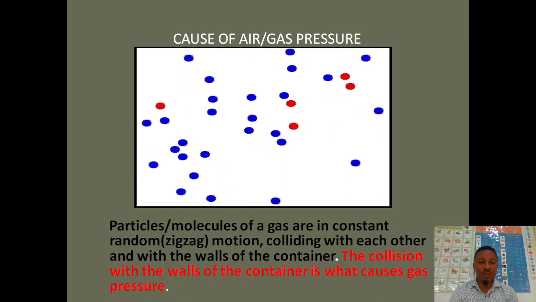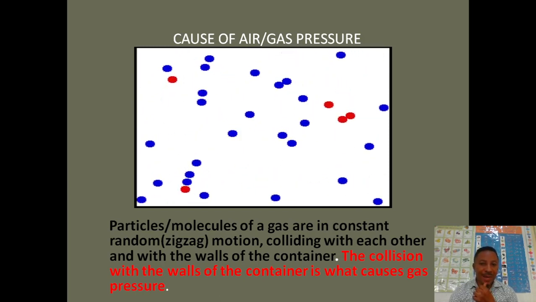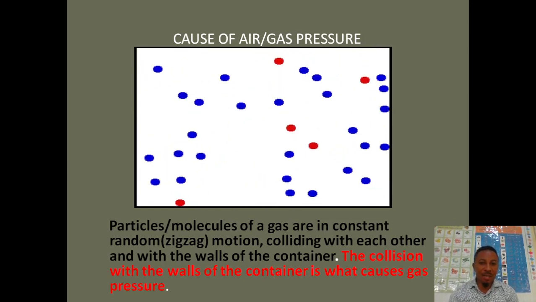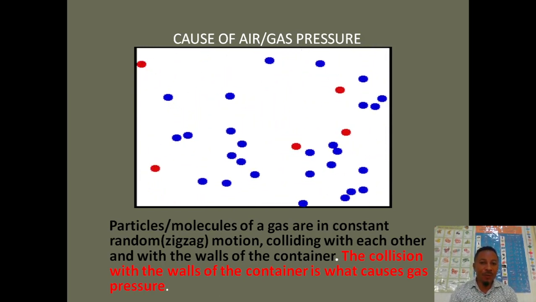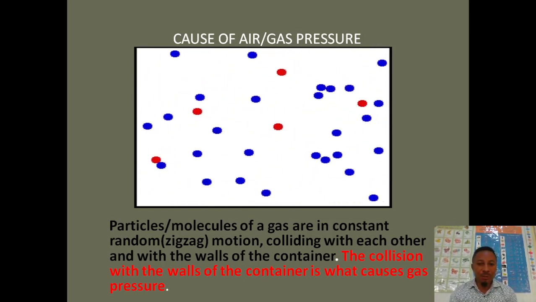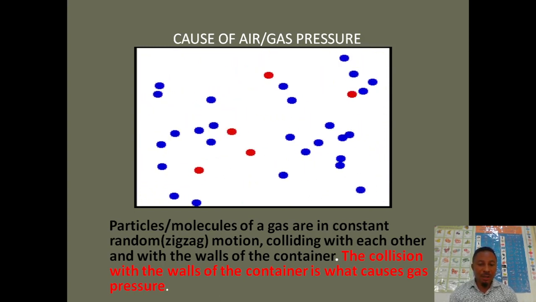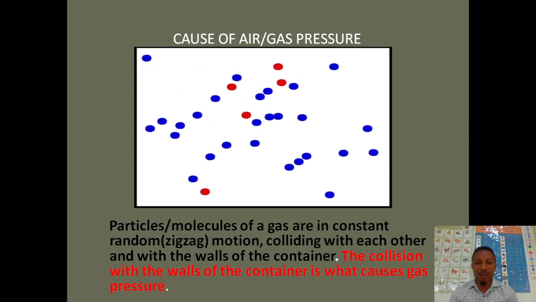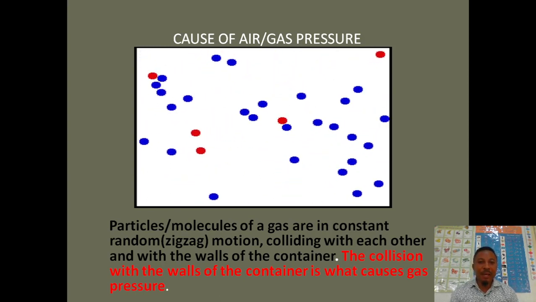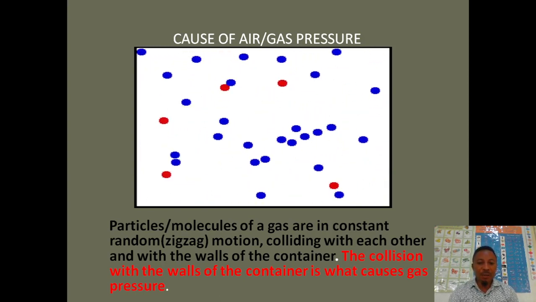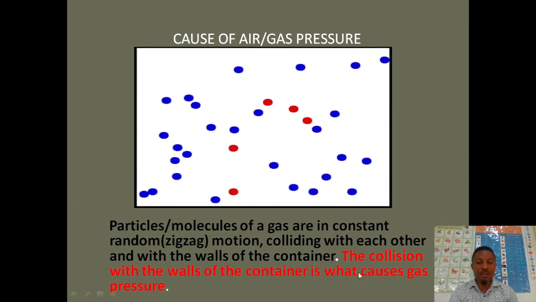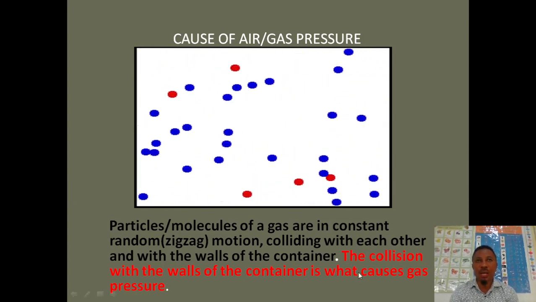Even though we don't see these particles, experiments have shown that they are constantly in motion. They are moving and they are hitting each other, hitting each other and hitting the walls of whatever container they are in. Now it's the collision with the wall of the container that causes the pressure, what we call gas pressure.